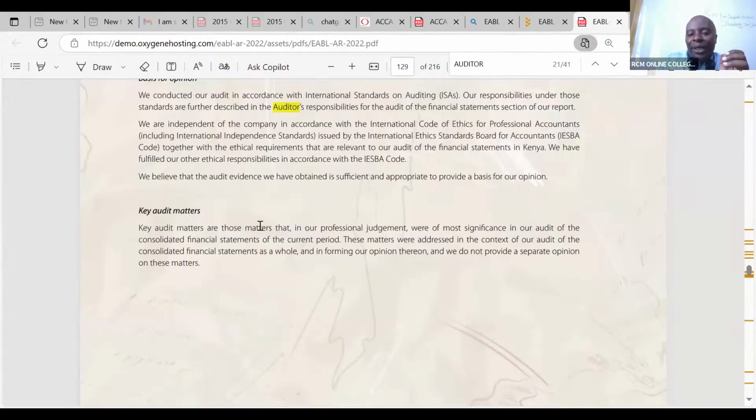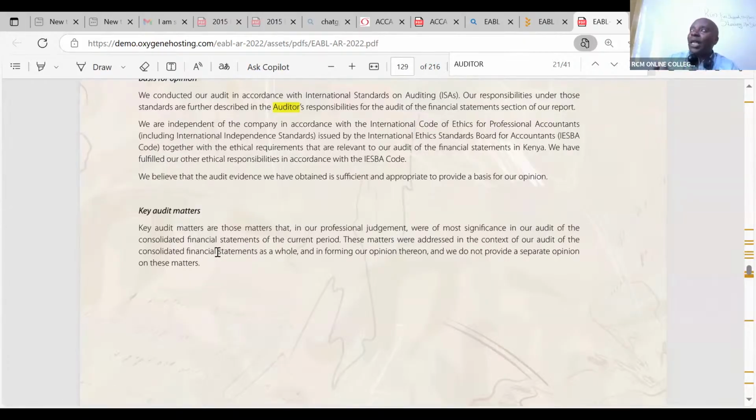Key audit matters are those matters in our professional judgment were of most significance in our audit of the consolidated financial statements of the current period. These matters were addressed in the context of our audit of the consolidated financial statements as a whole, and in forming our opinion thereon, and we do not provide a separate opinion on these matters. We are simply highlighting them.